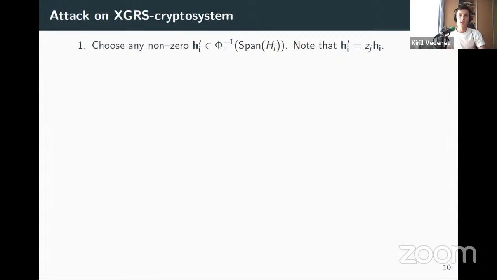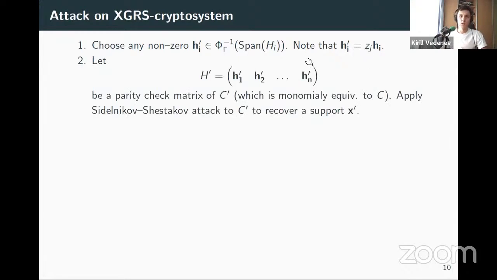We propose the following attack. First, we note that if we take any h from this space, it turns out that the resulting column vector is the original column vector multiplied by some field element. So it turns out that we can obtain a parity check matrix of some code C prime, which is monomially equivalent to C. And hence we can apply the Sidelnikov-Shestakov attack to recover the support of the underlying Reed-Solomon code.